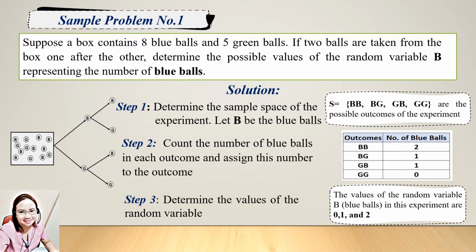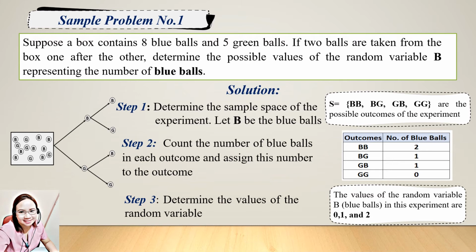If 2 balls are taken from the box one after the other, determine the possible values of the random variable B representing the number of blue balls. This problem can be solved using a 3-step solution. The first step is we have to determine the sample space of the experiment and let B be the blue balls. So we just write here the sample space is BB.